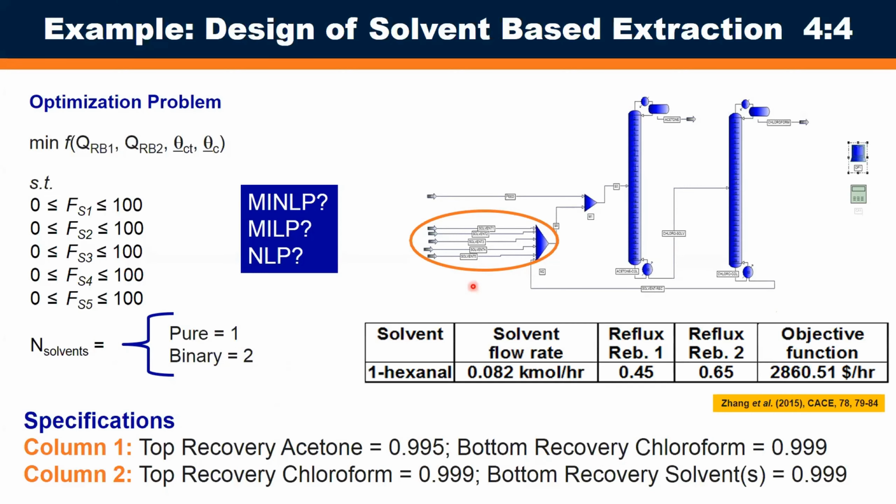And once we solve this problem, we can evaluate the performance of each of these and rank them. And so here we're just showing the best solution, where for the 1-hexanol solvent, we ended up with some objective function that was minimized at this value, and we get the information on the reboiler performance as well.